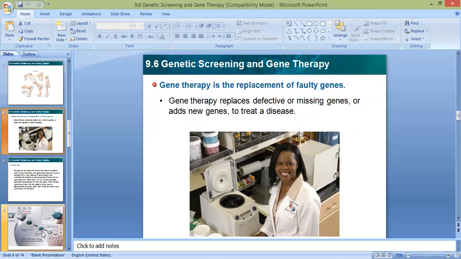Now, gene therapy is the replacement of faulty genes. If we make a genetic screening and we detect any fault in some genes, researchers found a way to treat some genetic disorders by a way called gene therapy. So gene therapy is replacing defective or missing genes: they take the genes that have a defect or are missing and replace them with new genes to treat the disease. And this gene therapy cannot be used for all disorders. Till now, they found gene therapy for certain disorders.